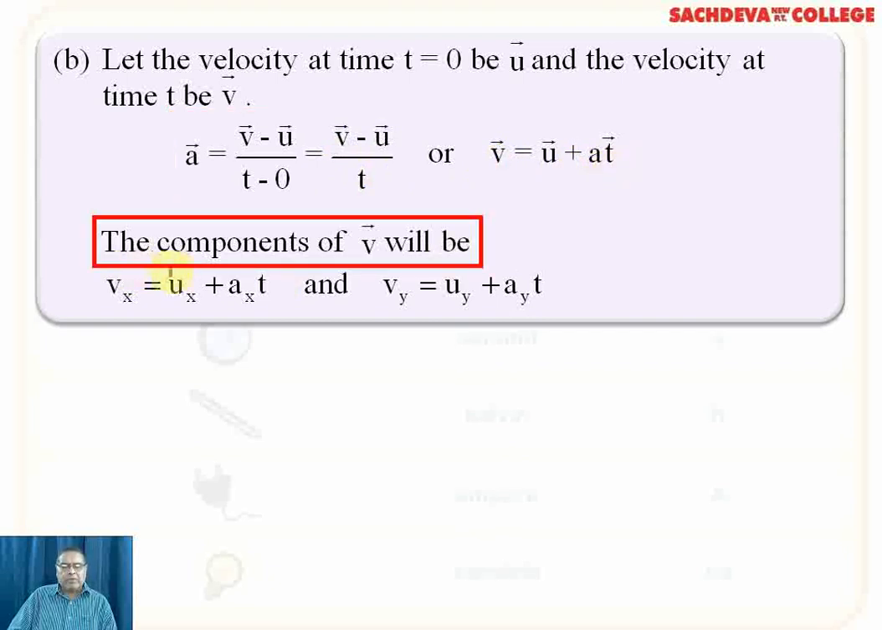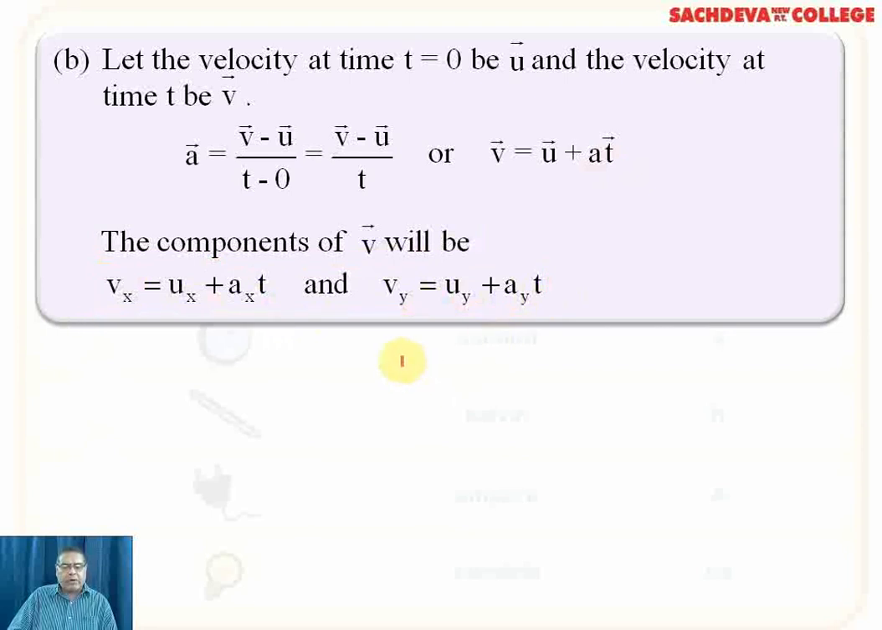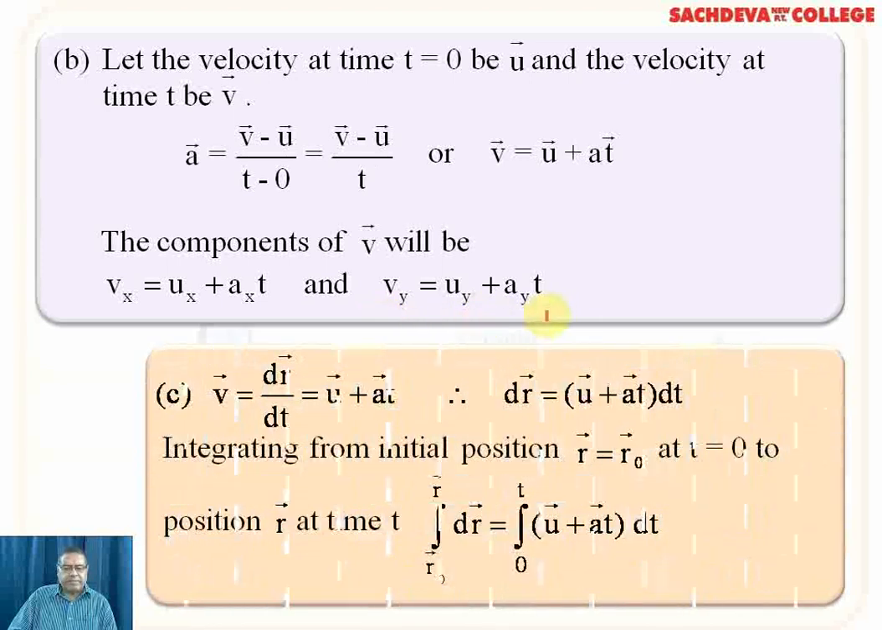The components of v will be vx is equal to ux plus ax t and vy is equal to uy plus ay t. Vx means the component of velocity along the x-axis, ux means the initial velocity component along the x-axis, ax means the component of acceleration along the x-axis. Similarly, we can interpret vy. So vy is equal to uy plus ay t.